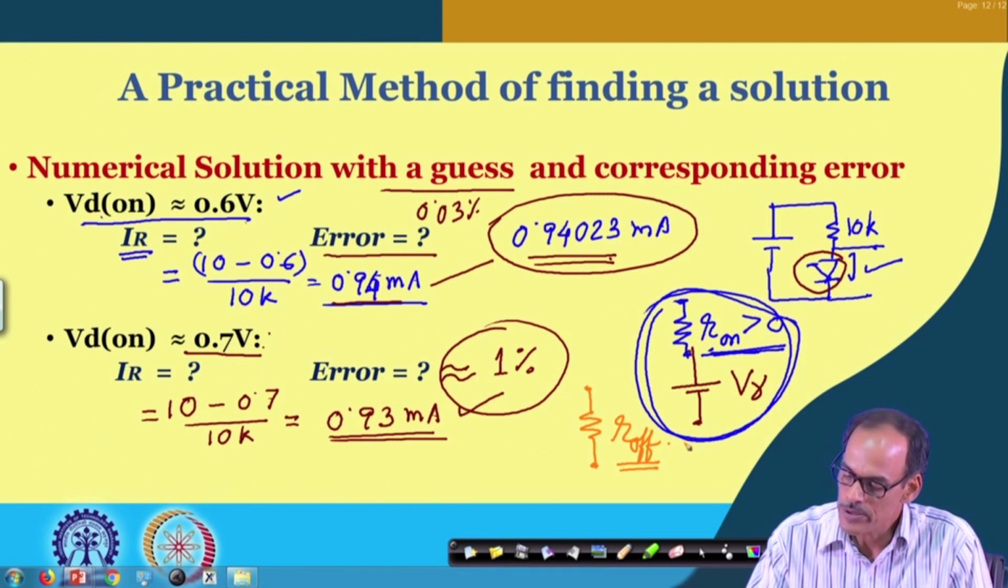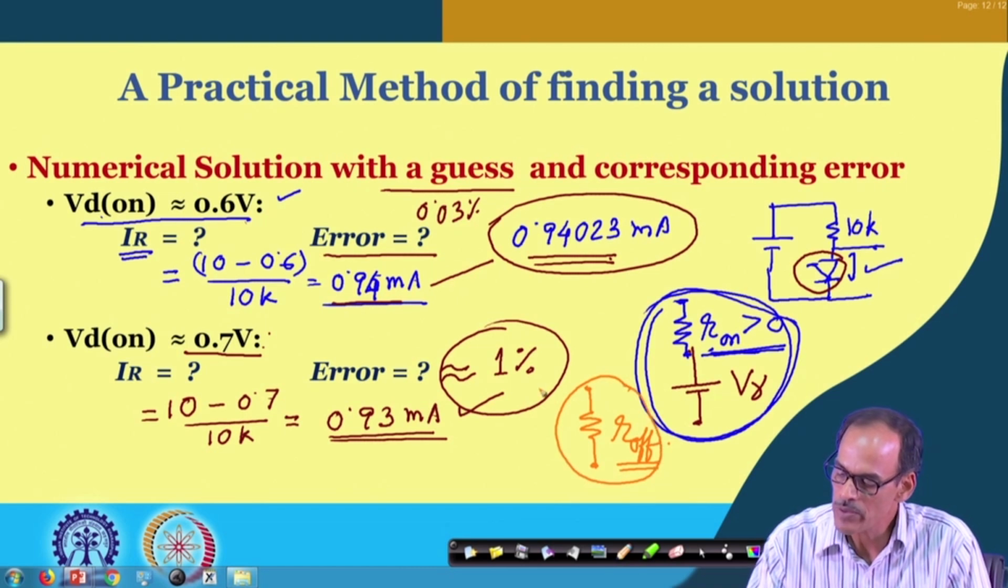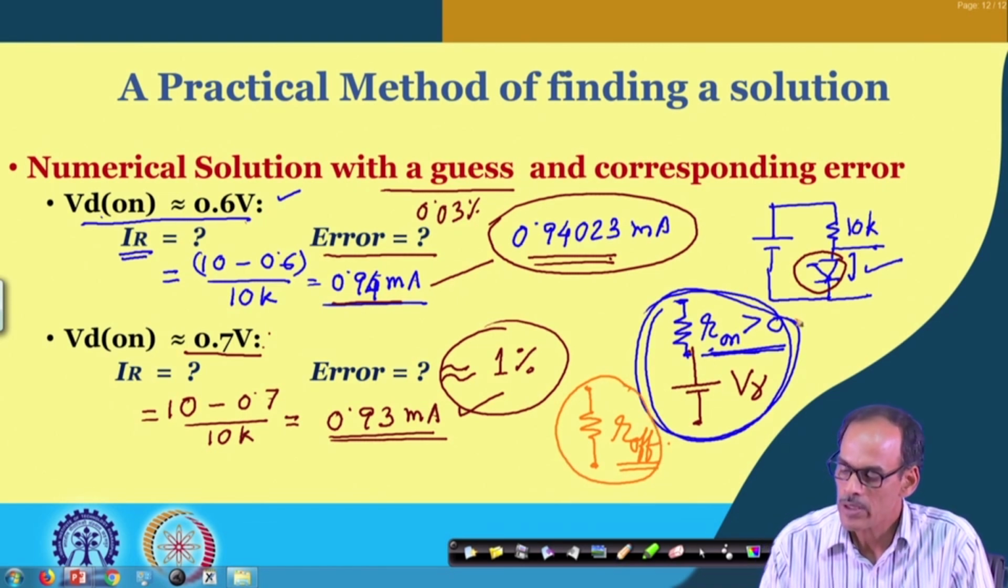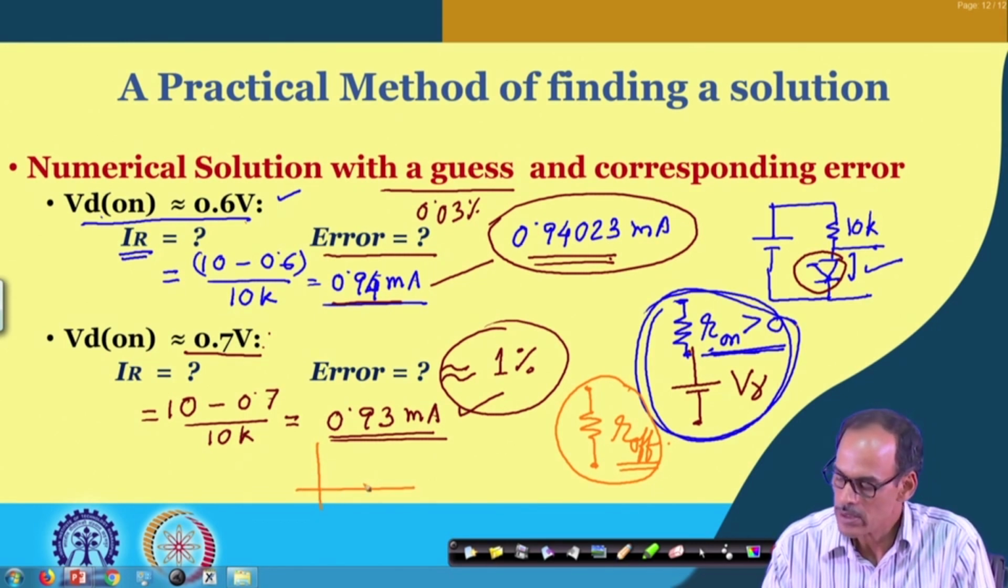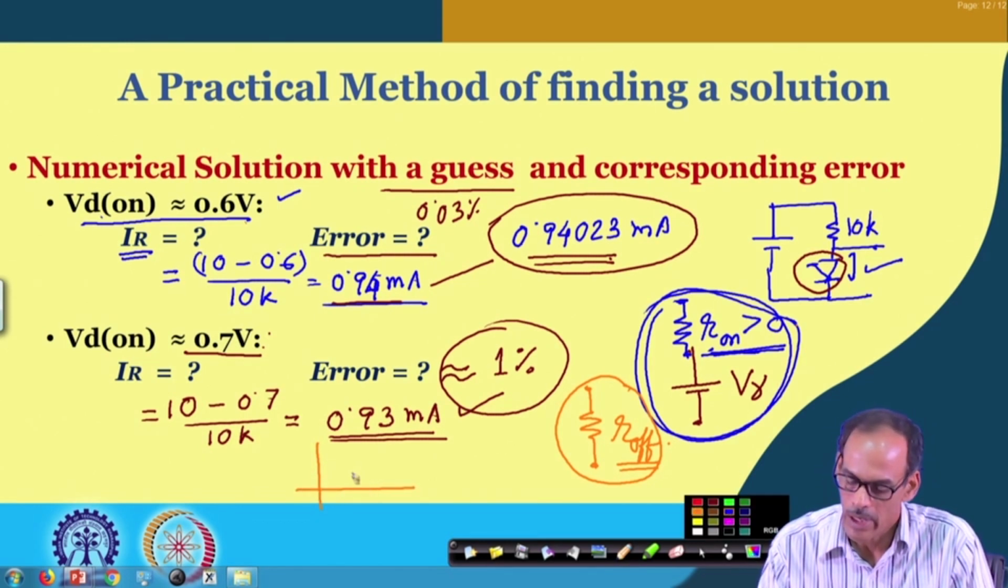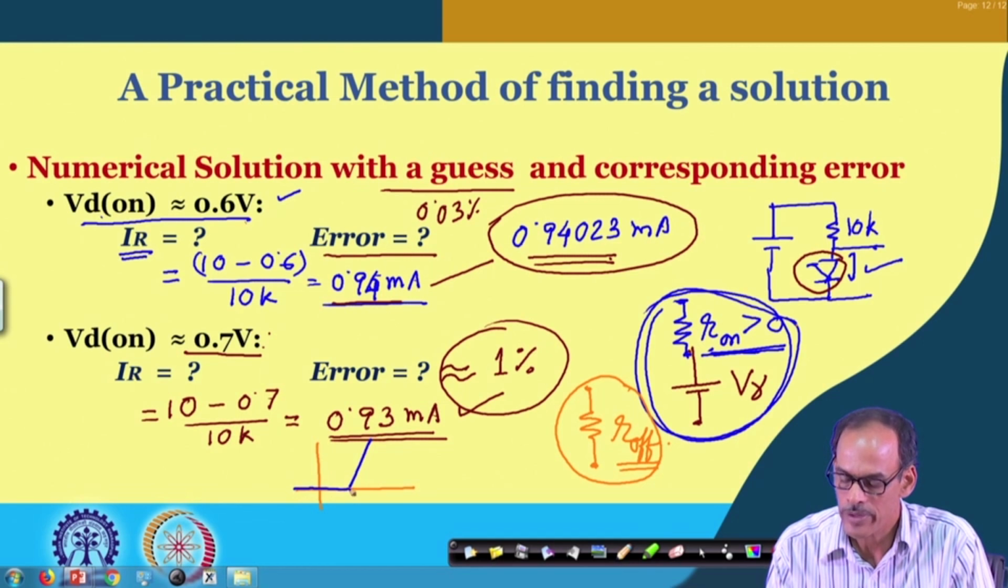So, we do have two models, one is this one, another is this one, and both of them are, you can say, linear. So, depending on the condition of the diode, we are going to replace it by a linear model, but then a single linear model is not working. We do have a piecewise linear model. So, we do have one model here, we do have another model here.